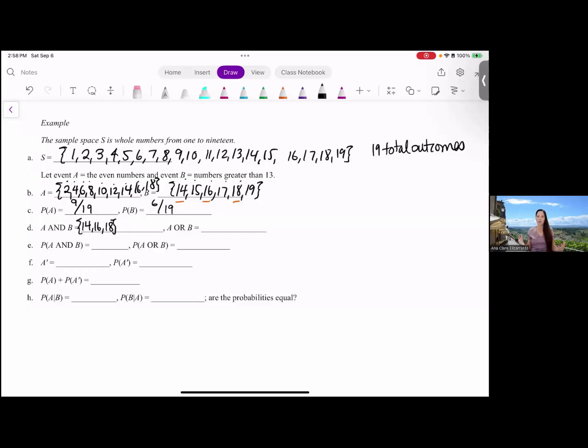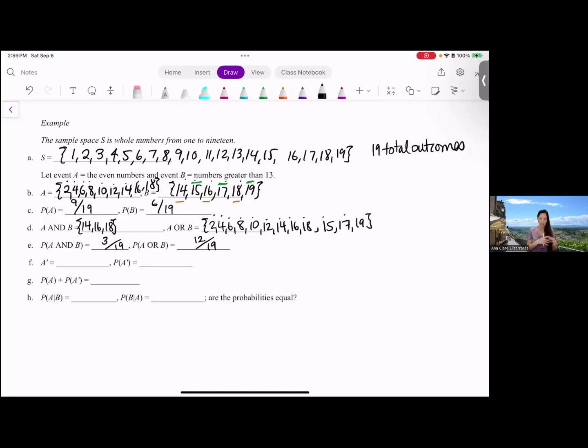A or B is a larger group because it's all of the things that are in A or also in B. So all of the things that are in A were all of those even numbers, but also the ones that we ignored here, 15, 17, and 19. Now I want to calculate those probabilities. Well, we know that there's 19 total. The and is only 3, but the or, there were 1, 2, 3, 4, 5, 6, 7, 8, 9, 10, 11, 12 of those.